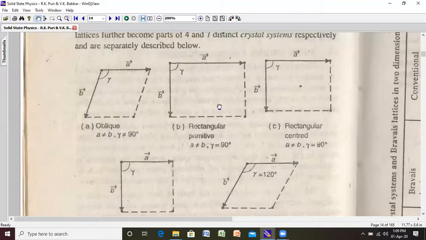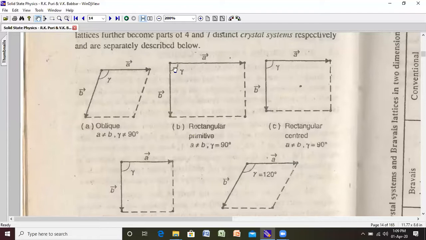And the second is the rectangular primitive. Actually, this is the crystal type rectangular, but rectangular has further 2 categories. One is the rectangular primitive and the other one is rectangular centered. Rectangular primitive, as you know from the definition of a rectangle from basic geometry, has sides that are not equal. In a square, both sides are equal. So in a rectangle, A length is not equal to B length. B length is shorter than A.